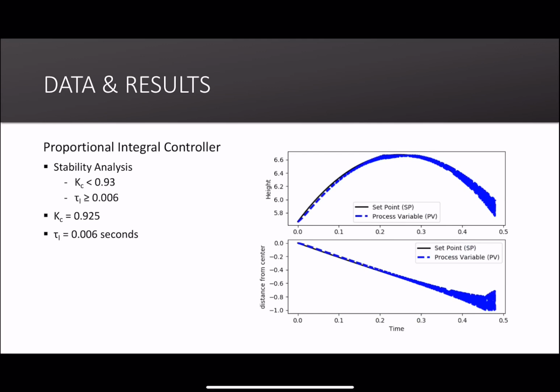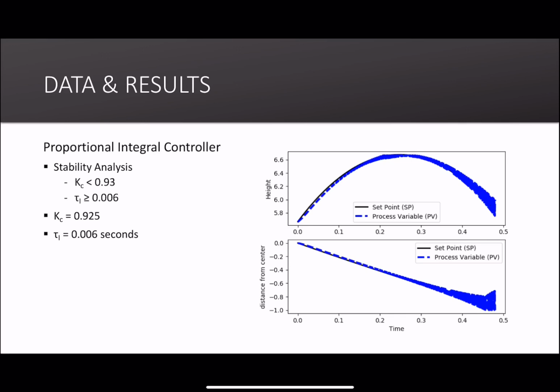When we actually implemented this, we used a proportional integral controller. The derivative term we found was unnecessary. We found that for gain values less than 0.93, the controller was stable, and for time constant values greater than 0.006 seconds, it returned a stable result. You can see on the right here an unstable result. It took about half a second for the dart to reach the dartboard, but the dartboard would have been going crazy at the end there with that unstable result.